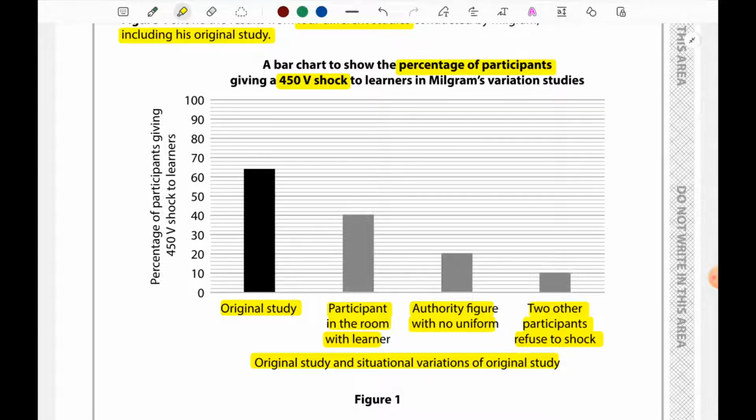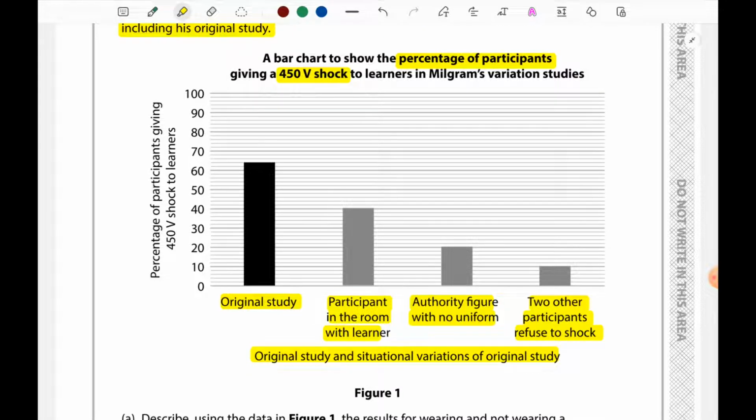Next, for any chart, we should read the y-axis. Y-axis is depicting percentage of participants giving 450-volt shock to the learners. And this has been scaled, of course, since it's percentage, the usual scale, 10% on every centimeter of the graph has been represented. So we go from 0 to 100.